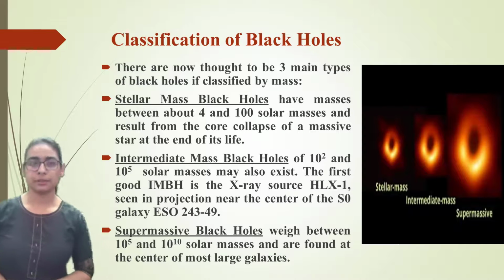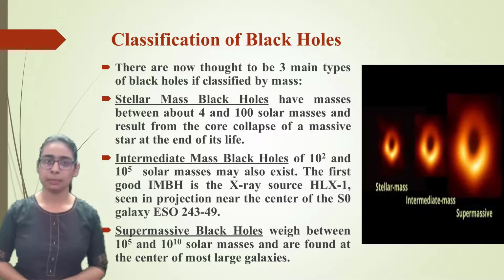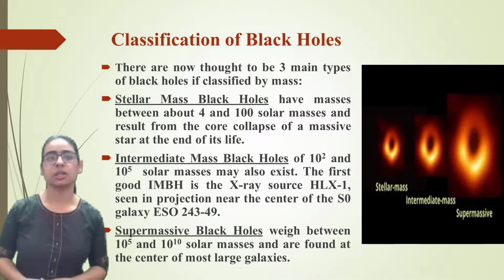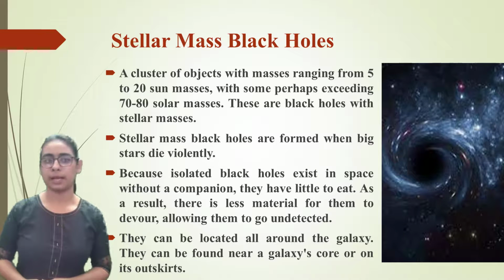Now we will see the classification of black holes. There are three main types of black holes classified by mass, which are stellar black holes, intermediate mass black holes, and supermassive black holes. We will see them in detail. First, we will see the stellar mass black hole.